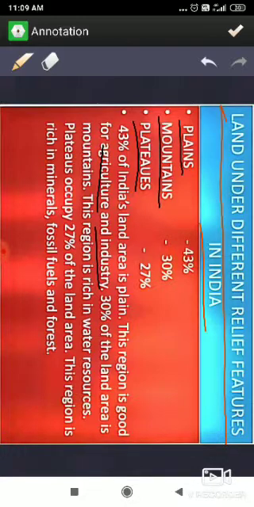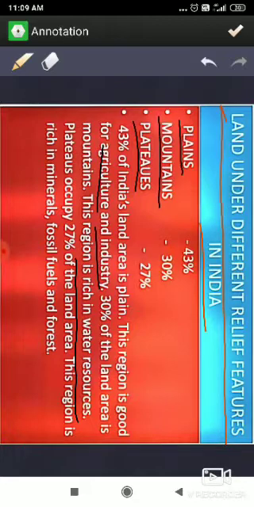The next one is that 30% of the land area is mountain. And this region is rich in water resources. As you know, many rivers originate from mountainous regions like the Himalayan mountain. In the Himalayan mountain, we have the origin of three major rivers of India named Ganga, Brahmaputra and Indus, which supply a lot of water to the different regions of India for the well-being of agriculture and industry.